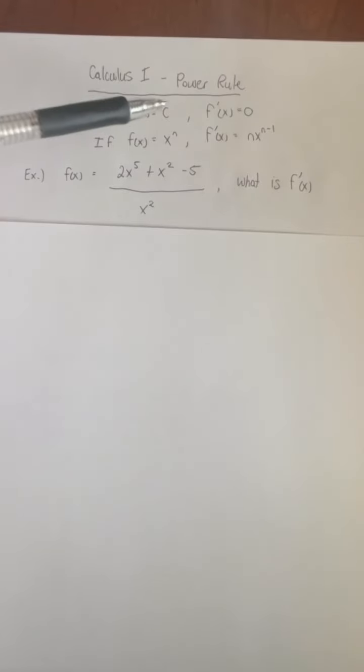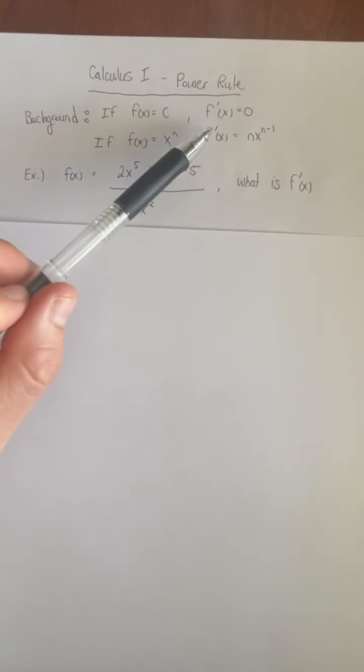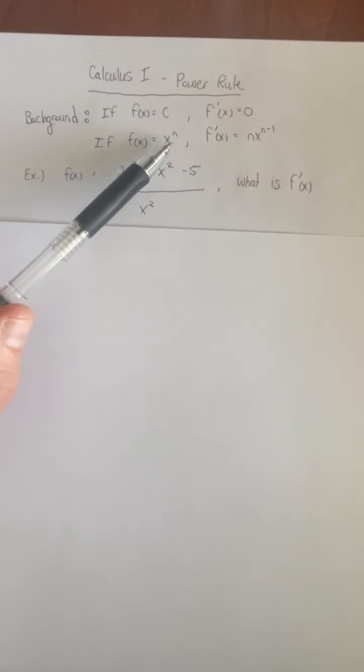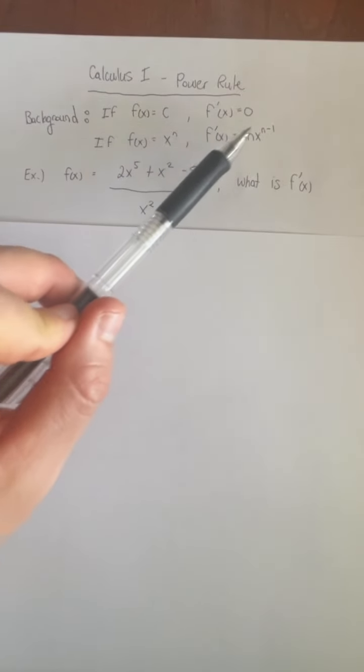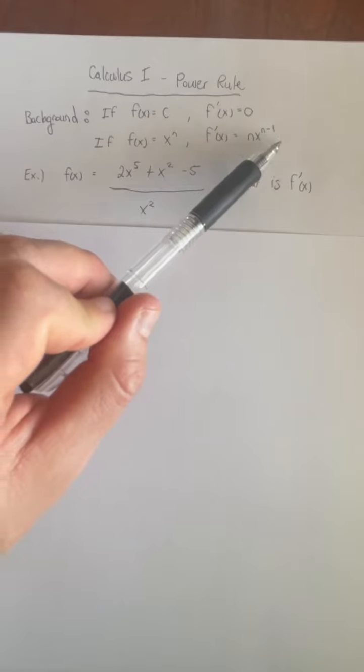Here we have another power rule example problem. So the background is we know that if we have f of x, which is equal to a constant, then we know that the derivative of that function is equal to 0. And if we have a function which is equal to a variable raised to another variable, then we know that the derivative is the exponent times the variable to the exponent minus 1.